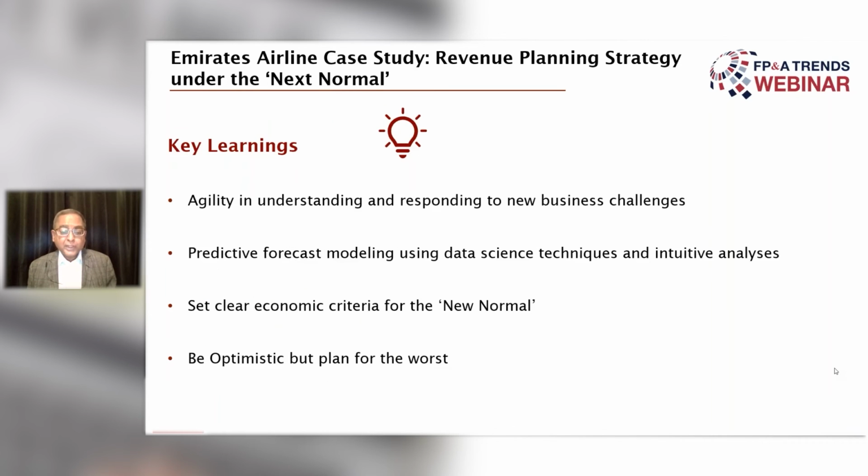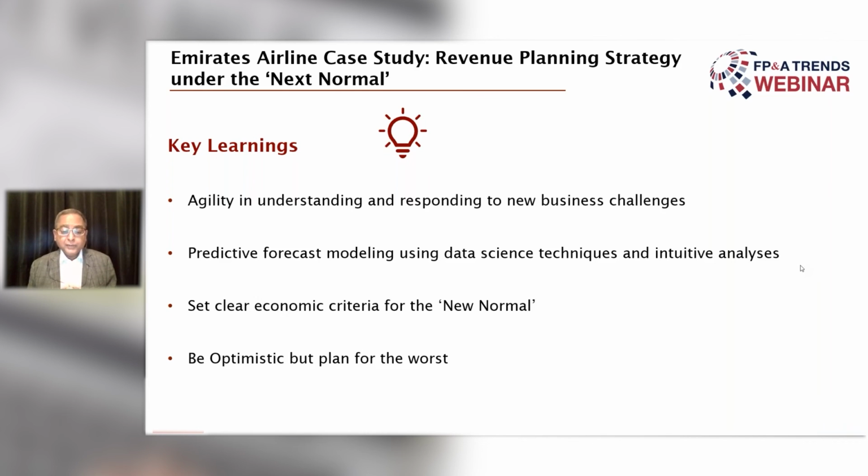If you look into the next slide, these are a few key pointers. One is, it's very important for us to understand the agility that's required in responding to these business challenges, more so in the current context, which is constantly changing and very dynamic. And we had to use predictive data modeling, the forecast modeling. Data science techniques were key, and were helpful in providing some intuitive analysis. We set very clear economic criteria without which we will be rudderless. So it's very important to set a clear economic criteria. As I mentioned, stage 1, cash break even. Stage 2 is fully loaded cost to be covered.